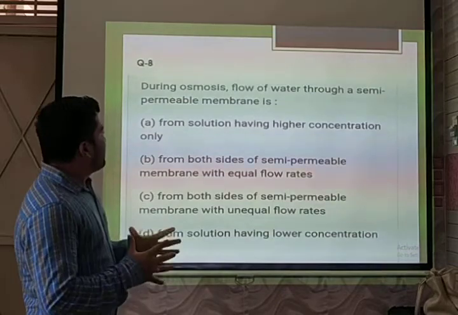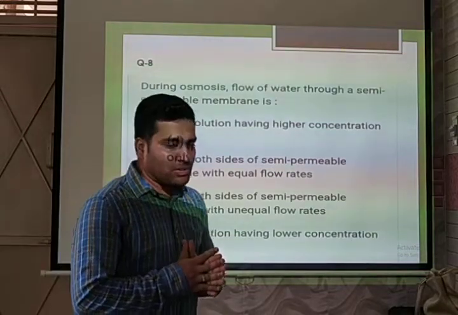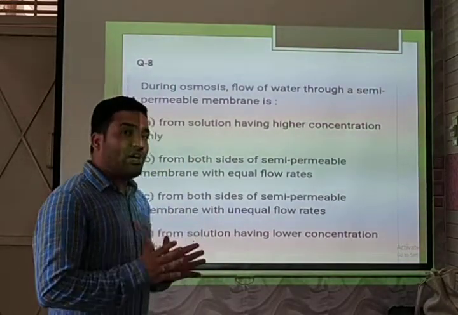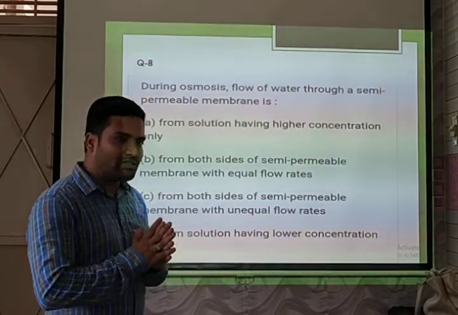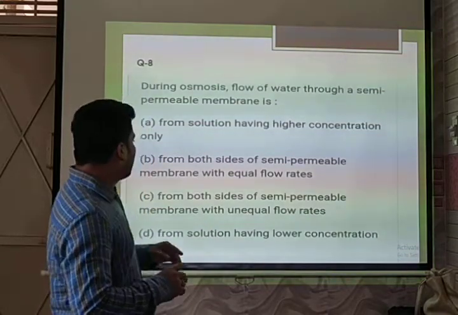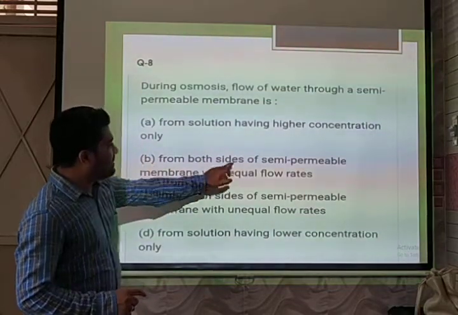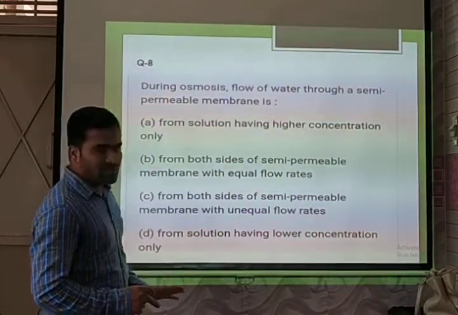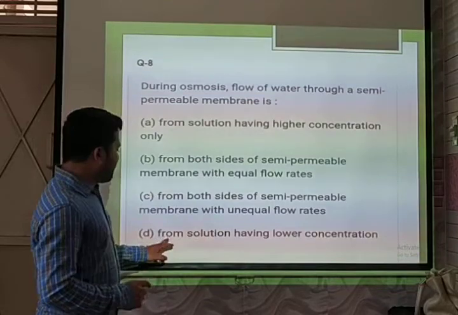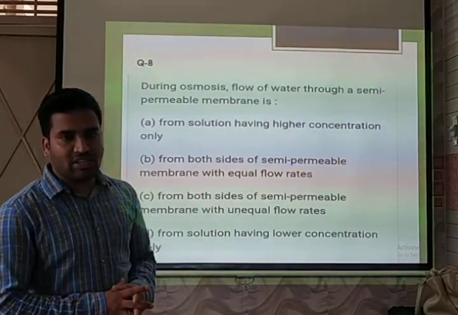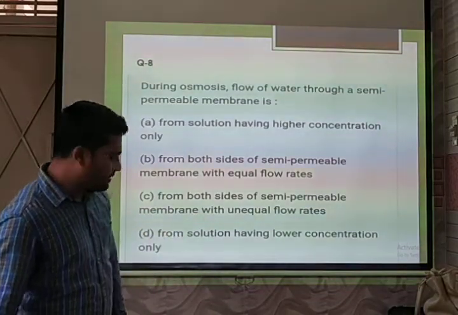Question number 8. During osmosis, flow of water through a semi-permeable membrane is... As I already told you, osmosis is a process in which movement of pure solvent particles from lower concentration to higher concentration happens through a semi-permeable membrane. Here the options: from a solution having higher concentration only, no. From both sides of the semi-permeable membrane with equal flow rates, no. From both sides with unequal flow rates. Next, from solution having lower concentration only. So according to the definition, option D is the exact answer, from solution having a lower concentration only.